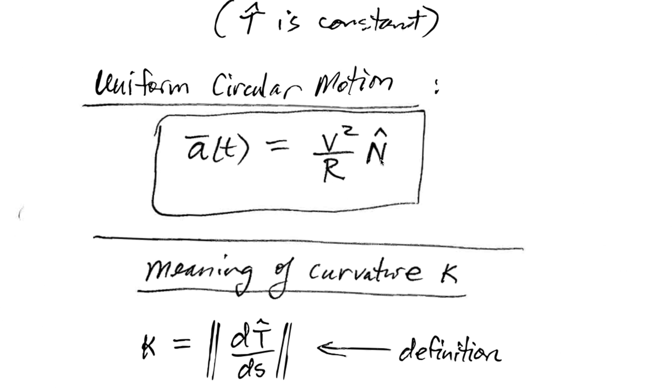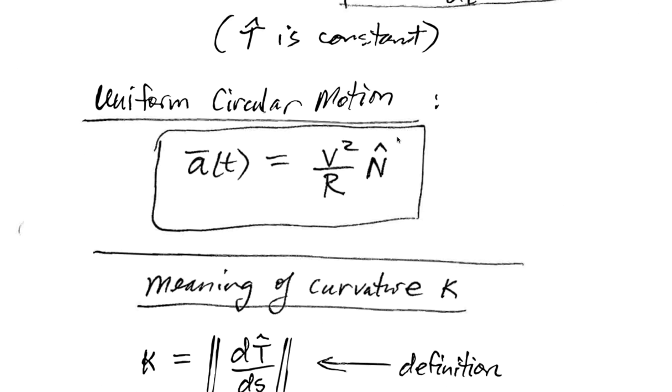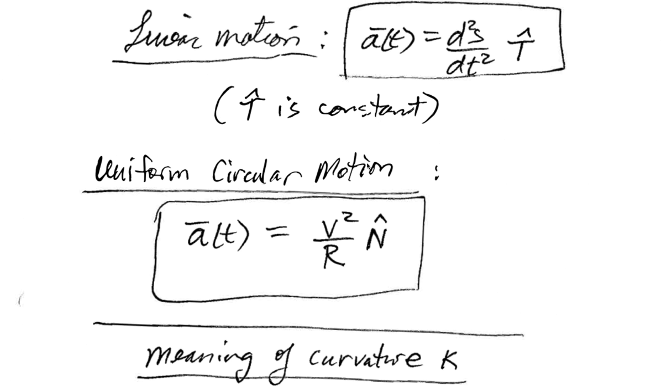And n hat is what? The principal unit normal. That happens to be pointed directly inwards towards the what? The center. That's got a hat on it. Remember, that's a unit vector. Anyway, we've seen both of these already, and I just want to remind you of those.